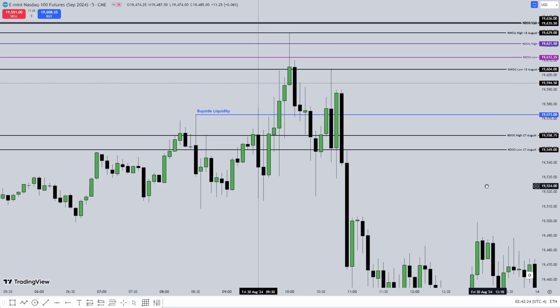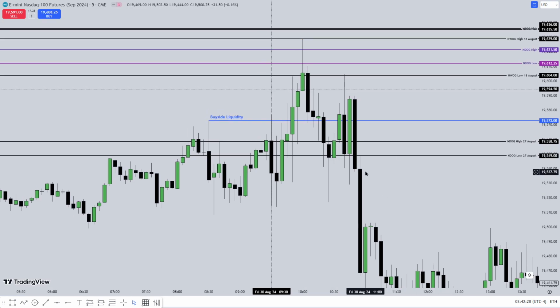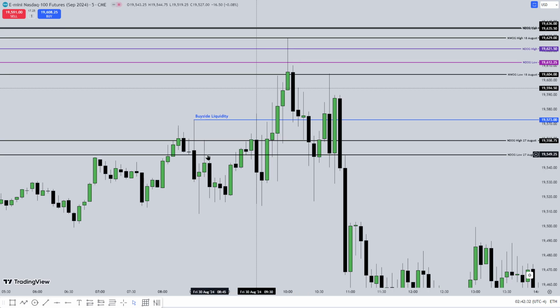I just assume that you know how to use new day opening gap. This is not the lecture where I can explain all these things here, okay. But yeah, so this was the buy side liquidity here. Market rejected off new day opening gap.